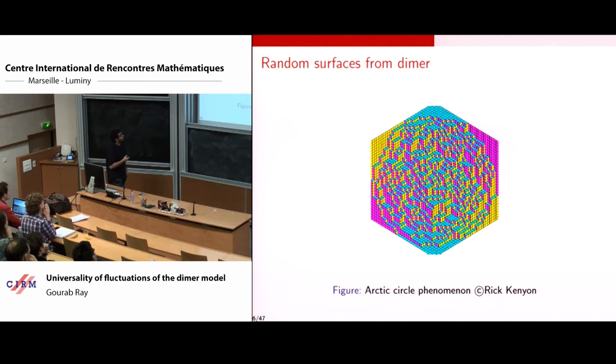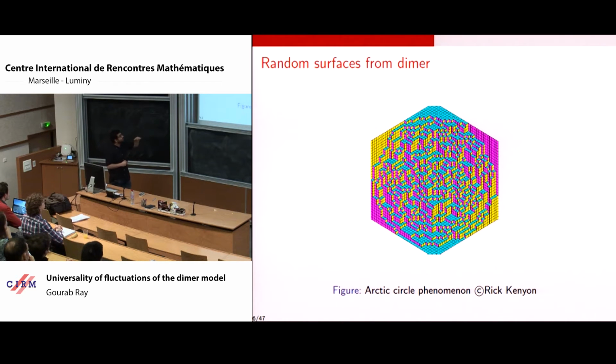So if you are very well inside, you can see there's a well-defined circle which inscribes the hexagon. And if you're inside this circle, it seems to be more random than near the corners, and this is called the arctic circle phenomenon. It's sometimes described like this: near the corner, the lozenges are frozen. It's very unlikely, for example, if you're near the yellow corner, to have a purple lozenge, say. But inside, things are more random, and it's called the liquid region.